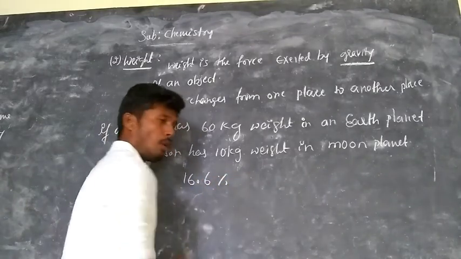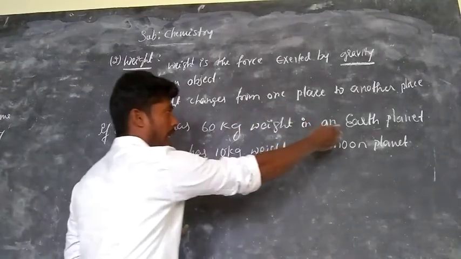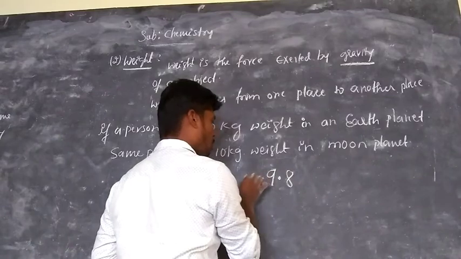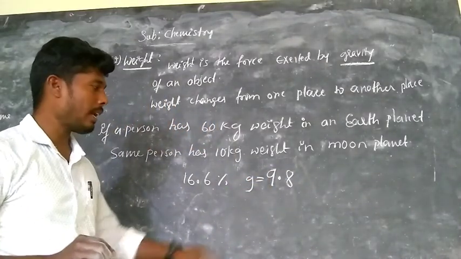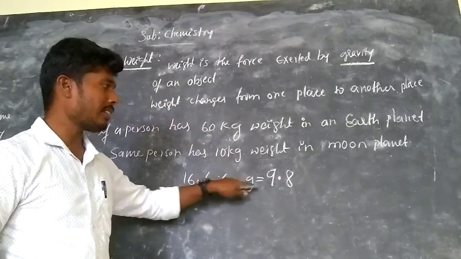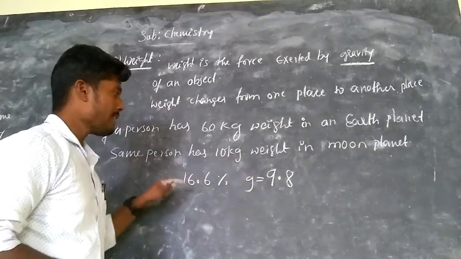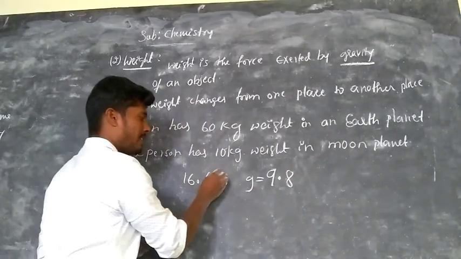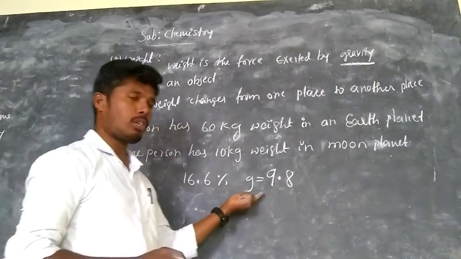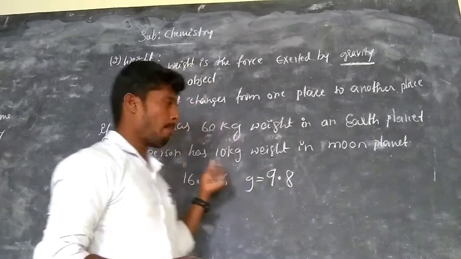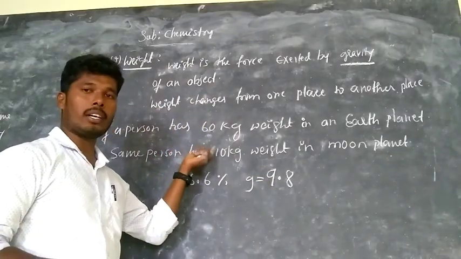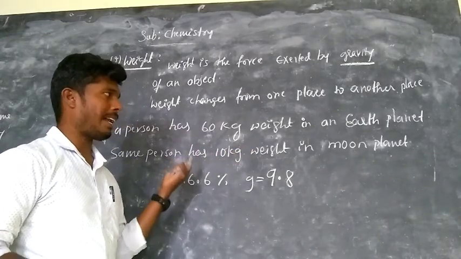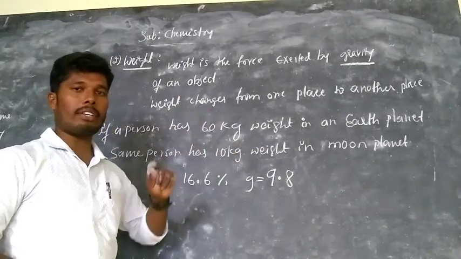The gravitational force of the moon is 16.6% of that of Earth. The gravitational force of Earth is 9.8. Capital small g is equal to 9.8, that you learn in physics. Here we are saying the gravitational force of moon is 16.6% of the gravitational force of Earth. Therefore, a person with 60 kg weight on Earth decreases to 10 kg on the moon. This is only due to the gravitational force.